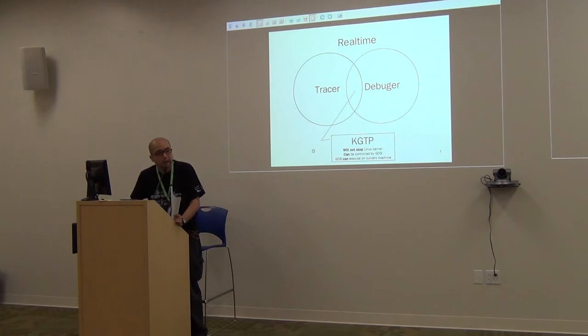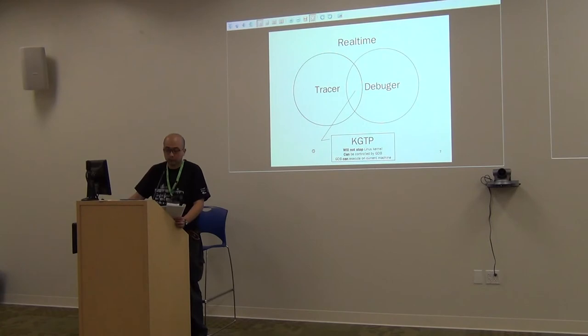The next is KGTP. KGTP will not stop or hold the kernel and can be controlled by GDB. And the important thing is that GDB can just execute on the current machine. You're just running the kernel that you're debugging. So that's why I call it KGTP, a debugger and a tracer.